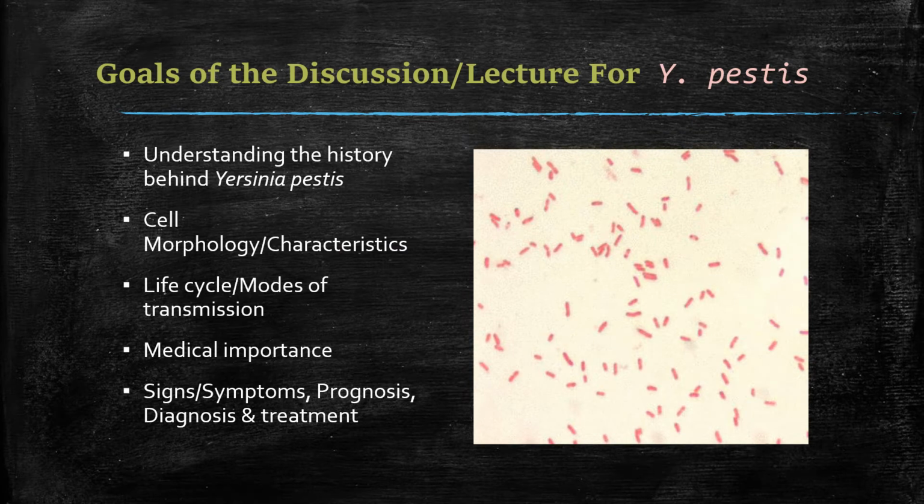The goal of this presentation is to understand the history behind Yersinia pestis, its morphology and characteristics, modes of transmission in regards to how it's transmitted from point A to point B, its medical importance as far as what forms the plague may take on, and lastly, signs, symptoms, prognosis as far as mortality rates, diagnosis, and treatment.